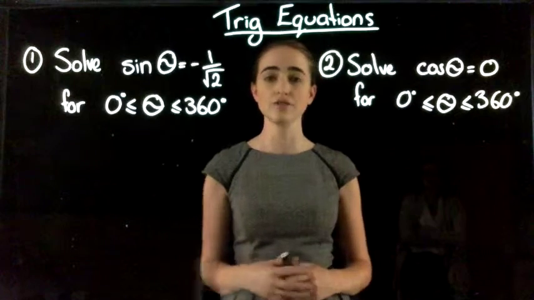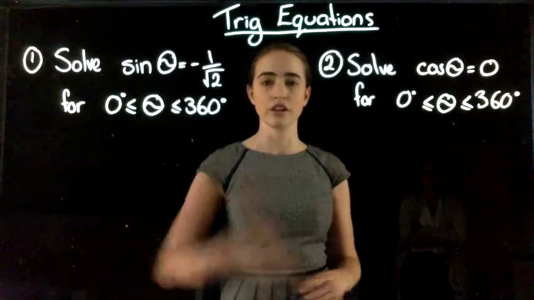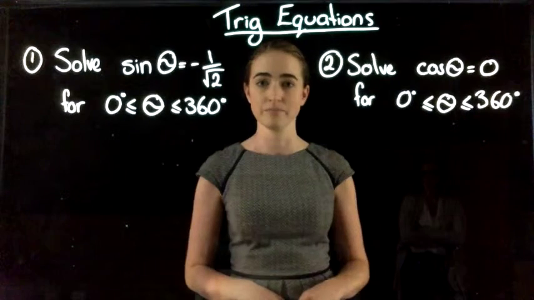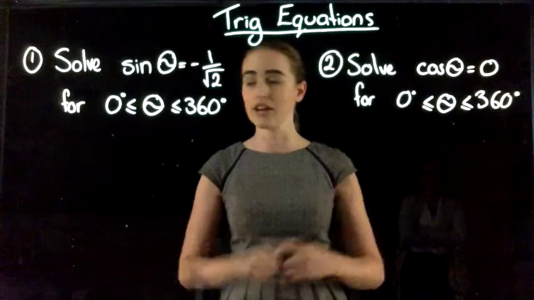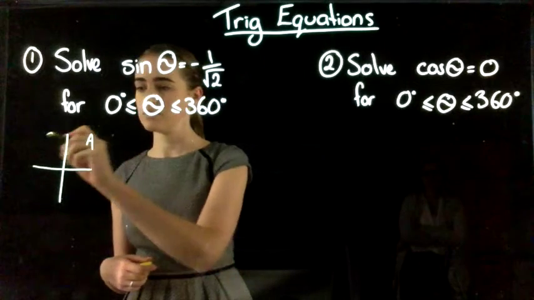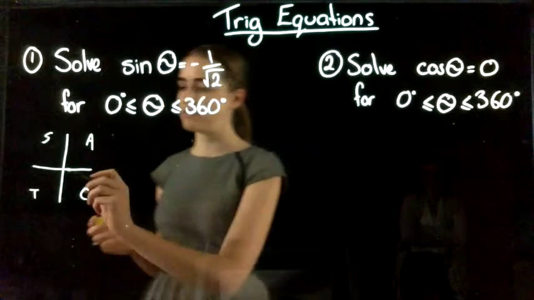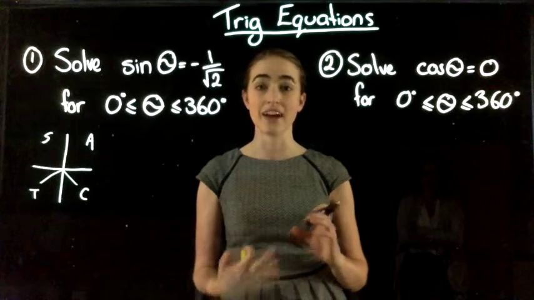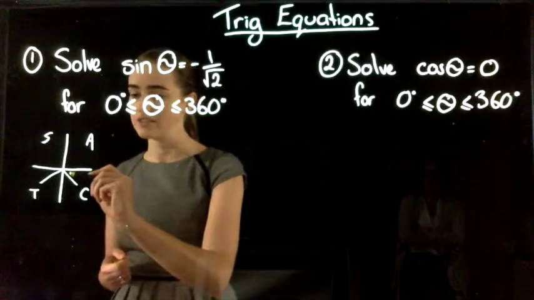Our first one says solve sine theta equals minus 1 on root 2 within the domain 0 to 360 degrees. It's always really important that we pay attention to that domain. So, sine theta equals minus 1 on root 2. The first thing we're going to do is draw ourselves a little diagram. We know we've got all stations to central. Now if sine is negative, that's going to be in one of these two quadrants here. Then we can use our special triangles and our exact values, and we can figure out that our related angle is going to be 45 degrees.